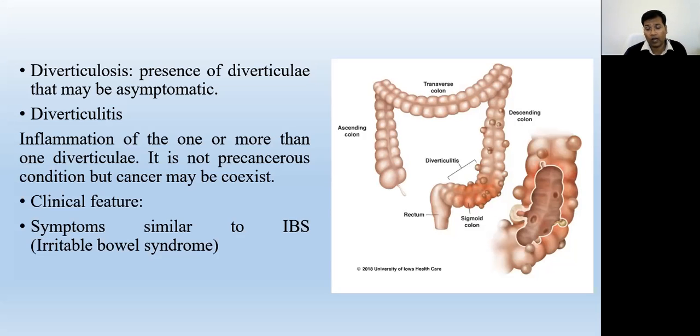Malaise, body ache. So these systemic features of inflammation can be present in the case of acute diverticulosis. If any diverticula rupture and create a perforation, then after the perforation there may be features of perforation, just like other perforations, that is peritonitis, and later on the patient may go into septicemia and septic shock also.